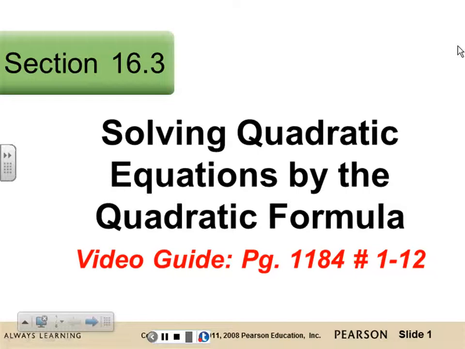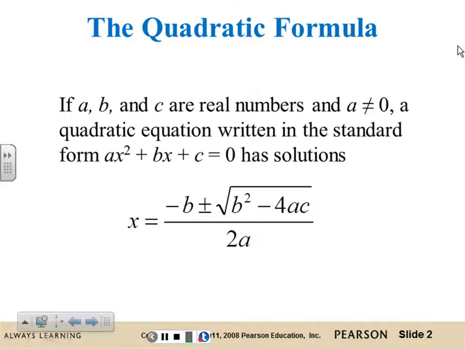Solving quadratic equations by the quadratic formula. So the quadratic formula: if a, b, and c are real numbers and a is not equal to 0, a quadratic equation written in standard form, ax squared plus bx plus c equals 0, has solutions of x equals, here's your formula, the opposite of b plus or minus the square root of b squared minus 4ac all over 2a. So this is your quadratic formula.